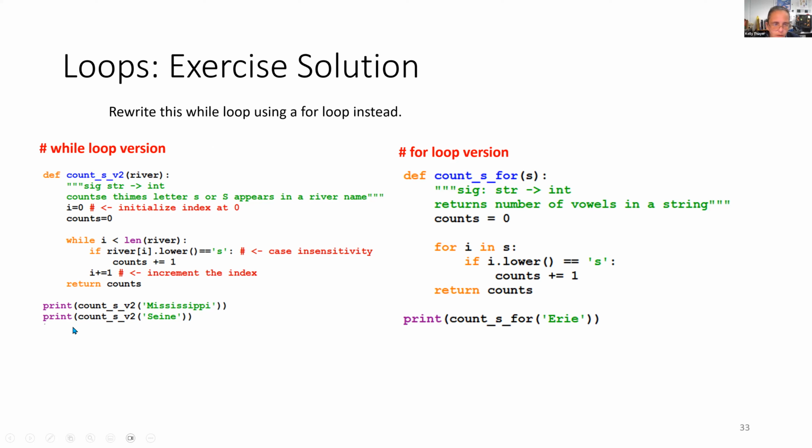So that's an important difference between the two kinds. And here we just have some print statements to run some test cases for each of these. So that's how you can go from a while loop to a for loop. That's an example of what that might look like.